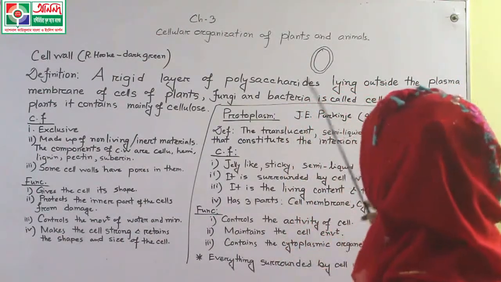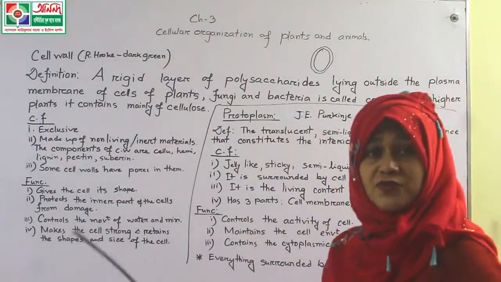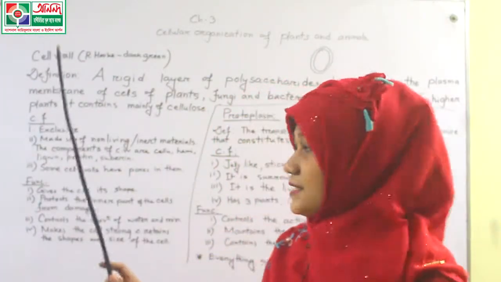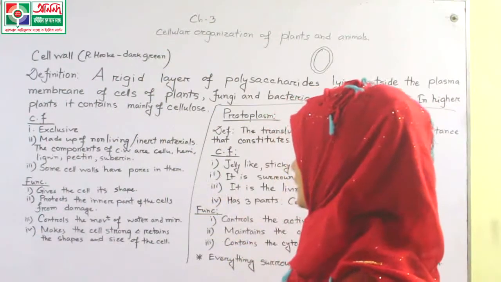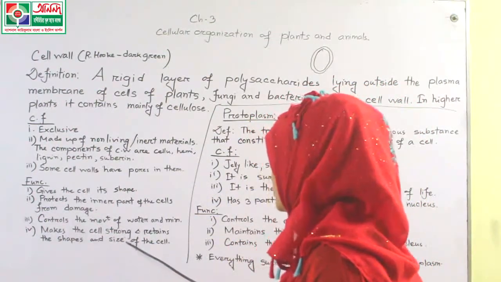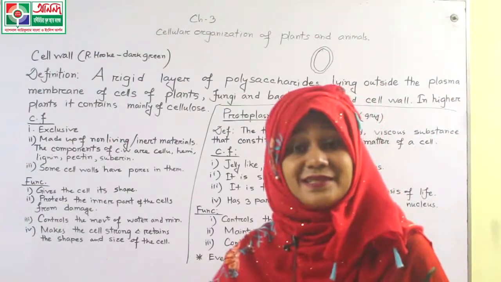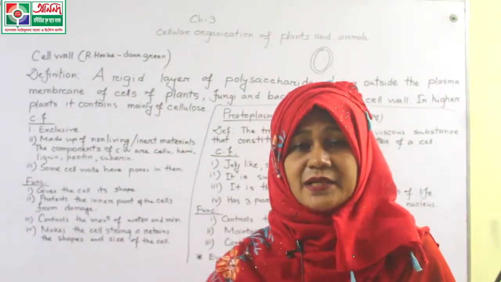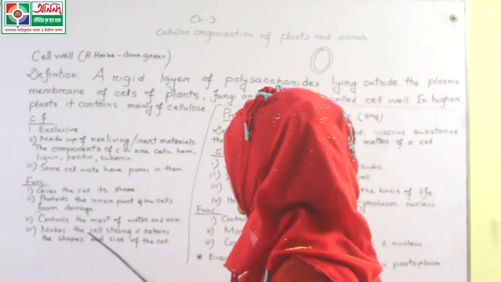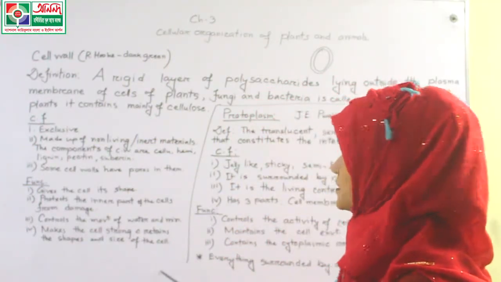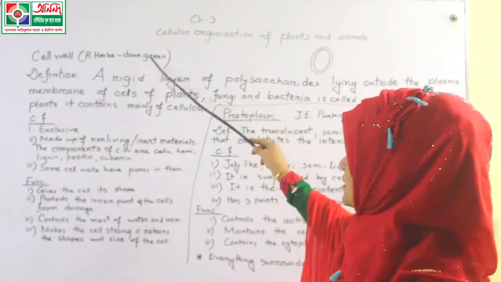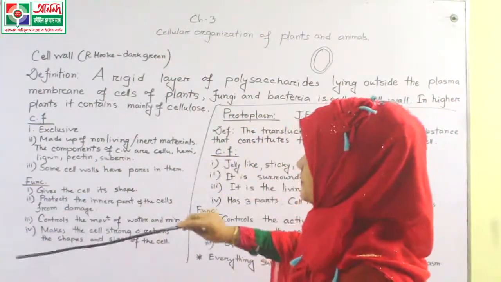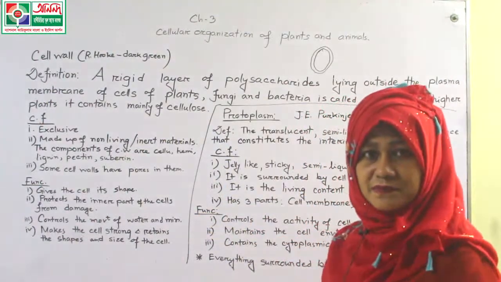Number 3, controls the movement of water and minerals. How much water and minerals will enter and get out of the cell is controlled by the cell wall. Number 4, makes the cell strong. Why? Because it itself is a strong and rigid structure, so it gives strength to the cell. It makes the cell strong and retains the shape and size of the cell. This was the cell wall: definition, characteristic features and functions.